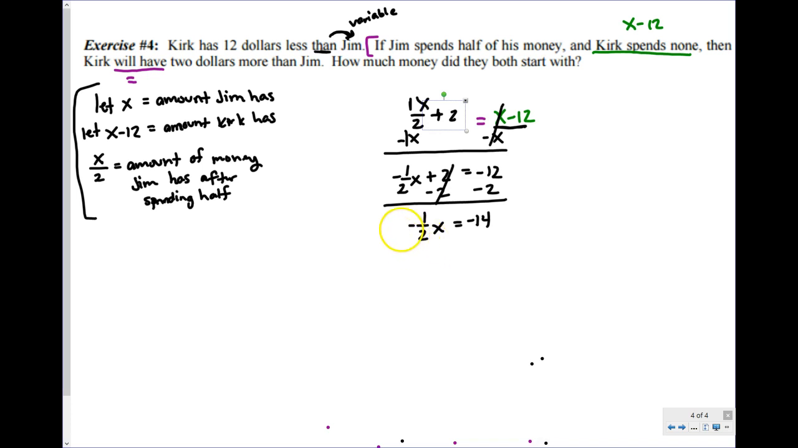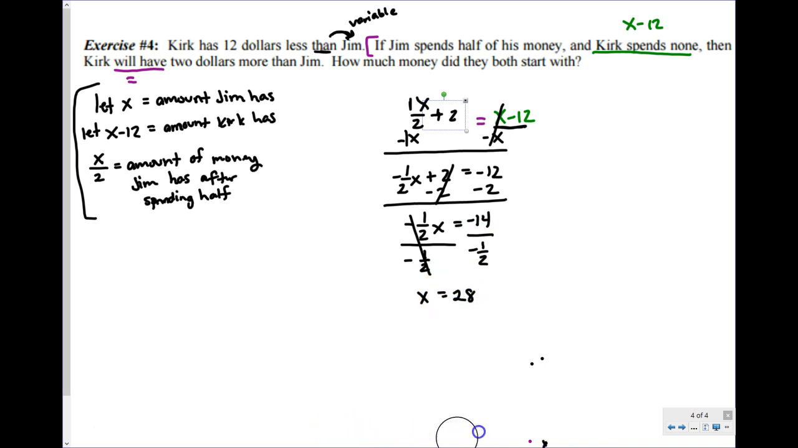I'm going to multiply both. Actually, you know what? I think it might be easier for you to think about it like division. You can divide both sides by negative 1/2. It's good practice to use your calculator. If we divide this by negative 1/2, you end up getting x equals a positive 28.